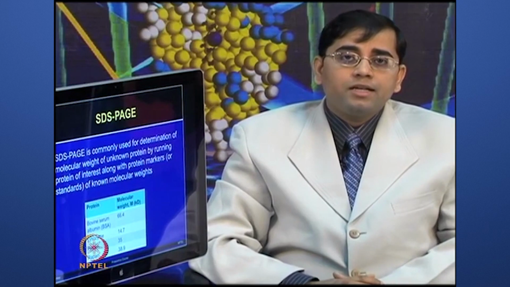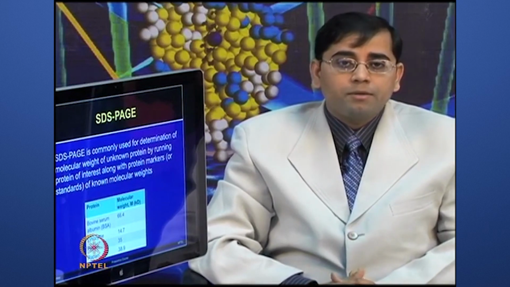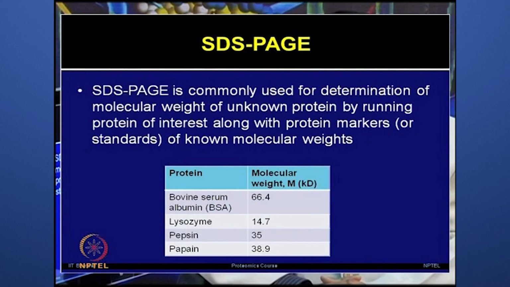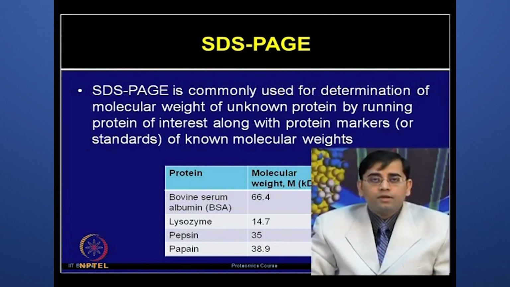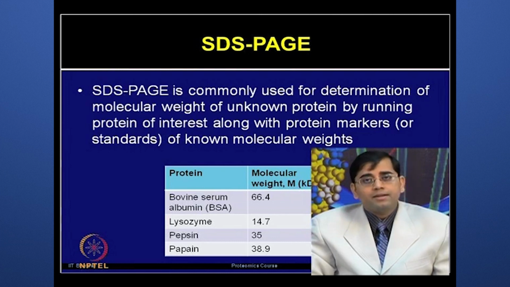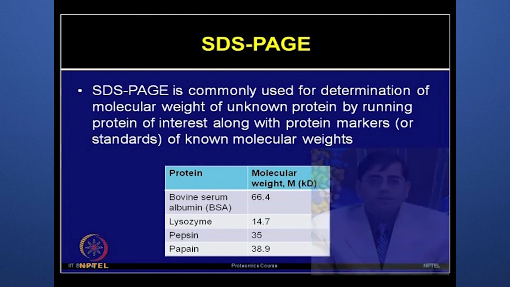So, SDS PAGE is one of the very commonly used methods for determining the molecular weight of a protein of your choice, or an unknown protein for which you want to know the molecular weight. If you run the standard protein markers along with your unknown protein, you can determine the molecular weight of the unknown proteins.